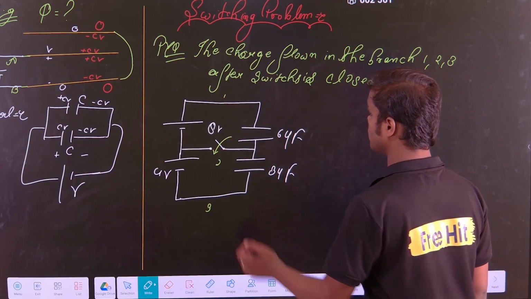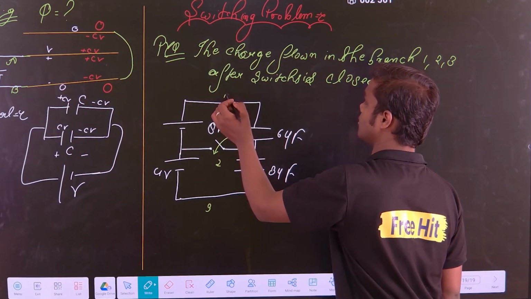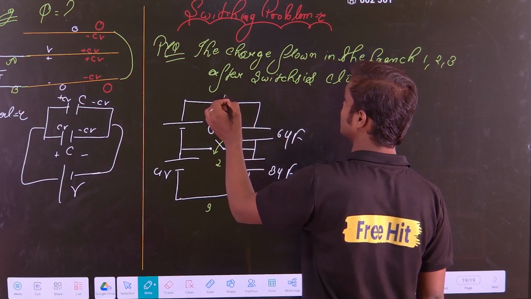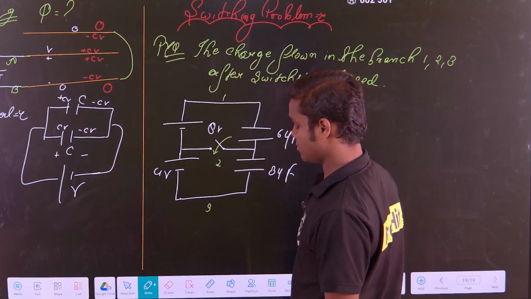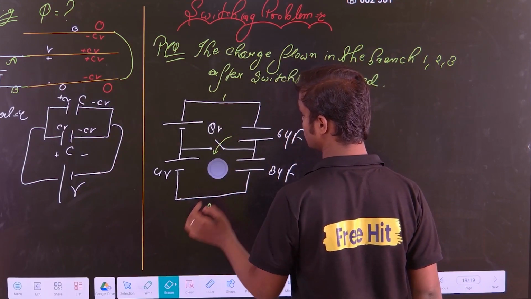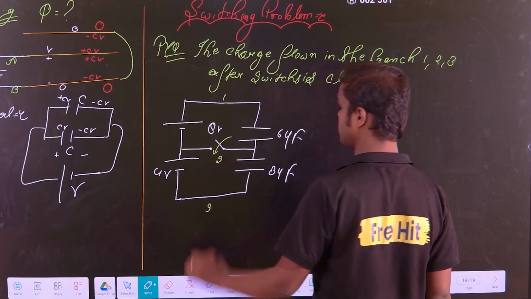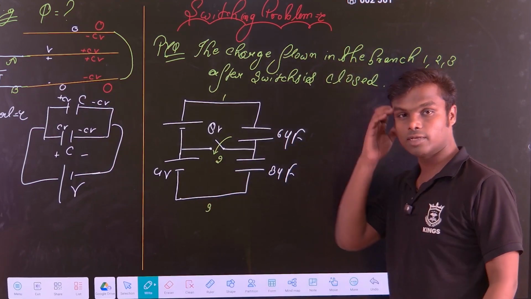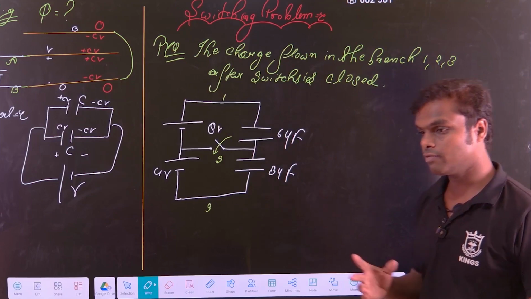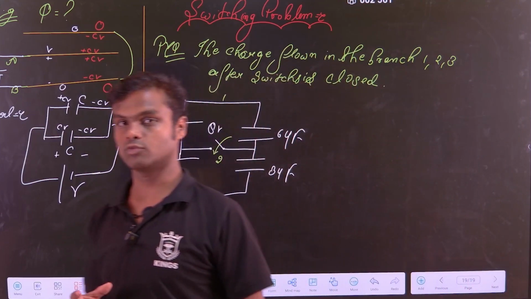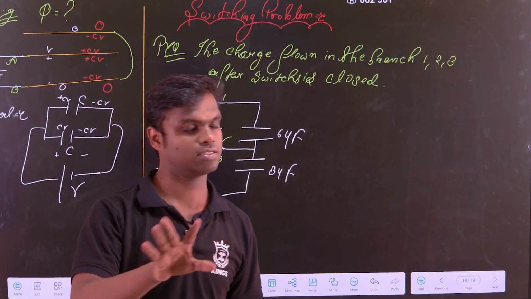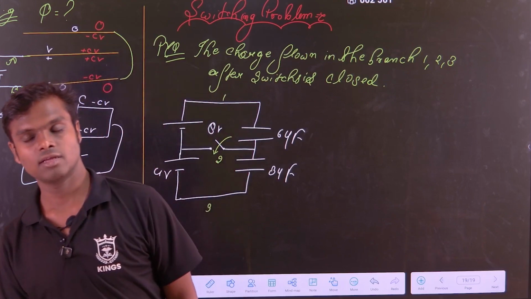They ask you the current, but that is the charge. So they ask what is the charge flown through these branches. That is the question. Clear? Now, whenever any question is given on a switch, what you have to do, let me tell you very simply.